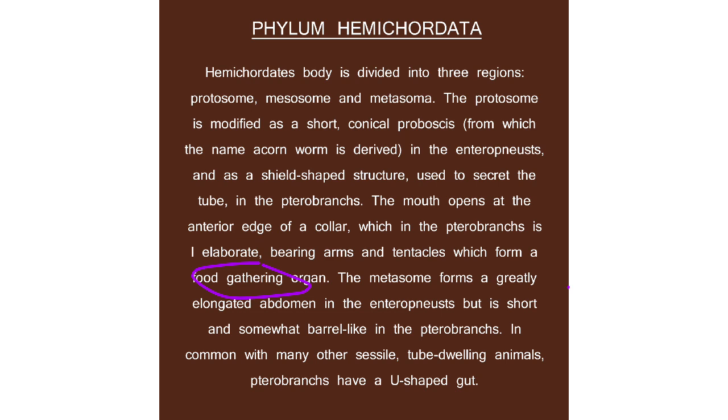So the collar in pterobranchs forms a food gathering organ. Now the metasome forms a greatly elongated abdomen towards the end of their body. Are you getting me now? In many other sessile hemichordates, tube-dwelling animals, they have a U-shaped gut, which I'll be showing you an example of very soon.